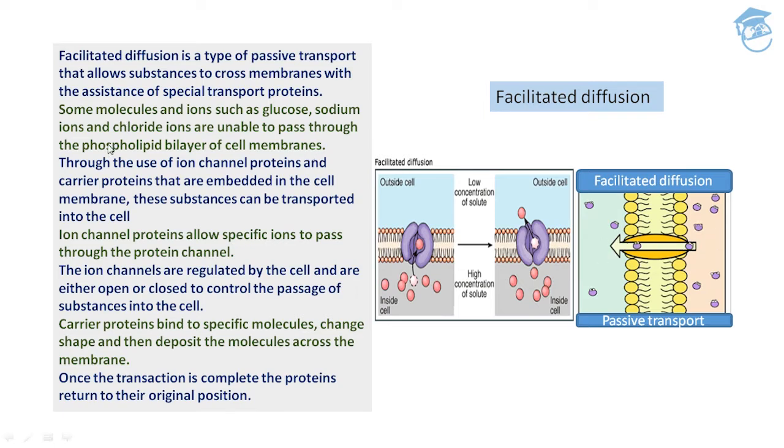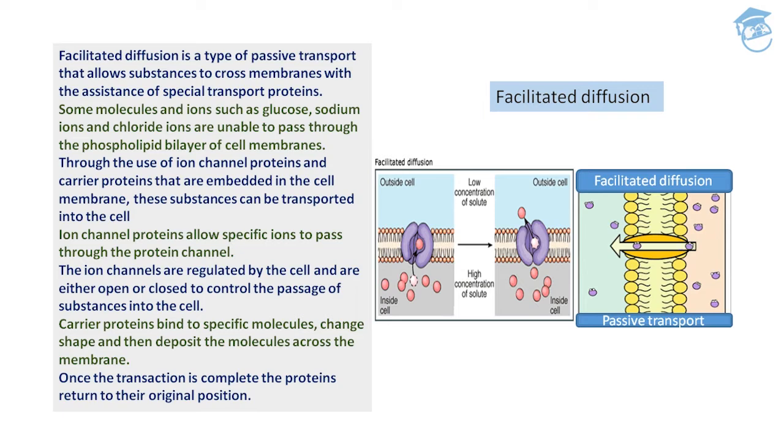So some molecules and ions such as glucose, sodium ion, that is Na+, and chloride ion, that is Cl-, are unable to pass through the phospholipid bilayer of the cell membrane. Through the use of ion channel proteins and carrier proteins, which are embedded in the cell membrane, these substances can be transported into the cell. An ion channel protein allows specific ions to pass through the protein channel. The ion channels are regulated by the cell, and they are either open or closed to control the passage of a substance into the cell.